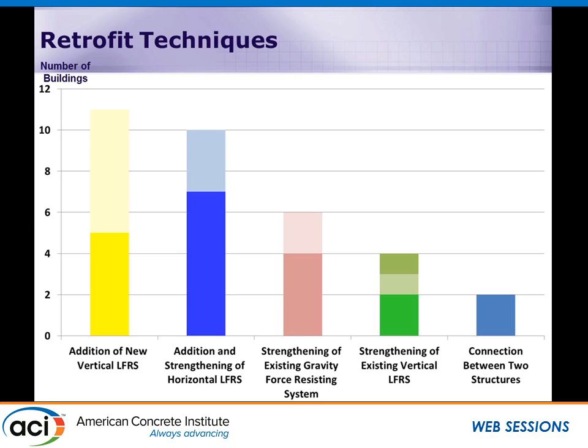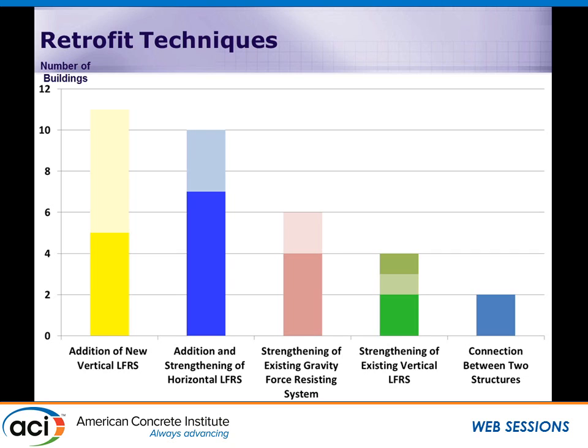And also strengthening of the existing gravity force resisting system that Mahid just mentioned in the previous presentation, and also strengthening of the existing vertical lateral force resisting system, which means application of FRP or shotcrete overlay on existing walls, and then providing a larger joint between the two structures. And you might wonder why I have 11 buildings here instead of 10. Among the 10 buildings, we added a new shear wall or new steel brace frame to 9 buildings, but 2 buildings have both a shear wall and a brace frame, so that gives me 11. It was not a mistake.